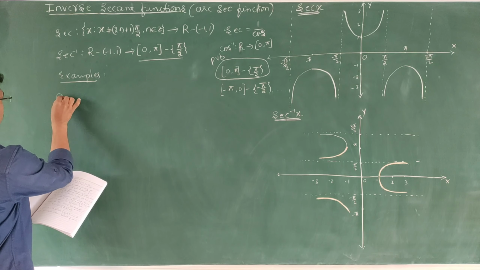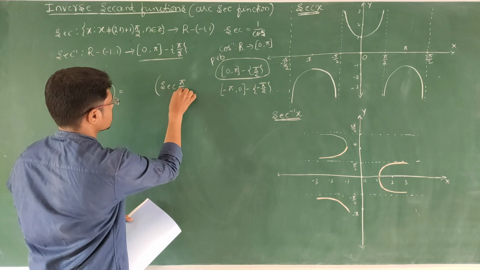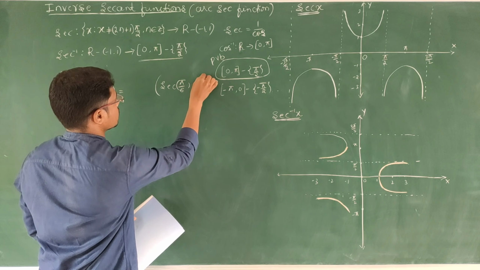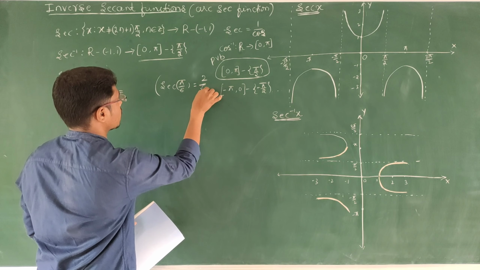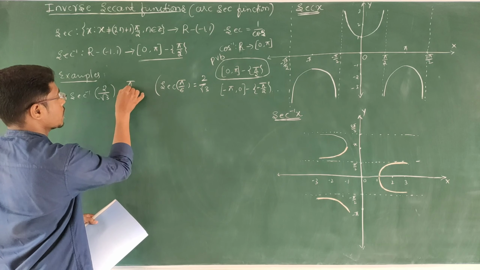Sec inverse of 2 by root 3 is equal to... see here, what is the value of sec pi by 6? That is 2 by root 3, right? So therefore sec inverse of 2 by root 3 is pi divided by 6. So the function sec inverse gives a numerical value in terms of pi.